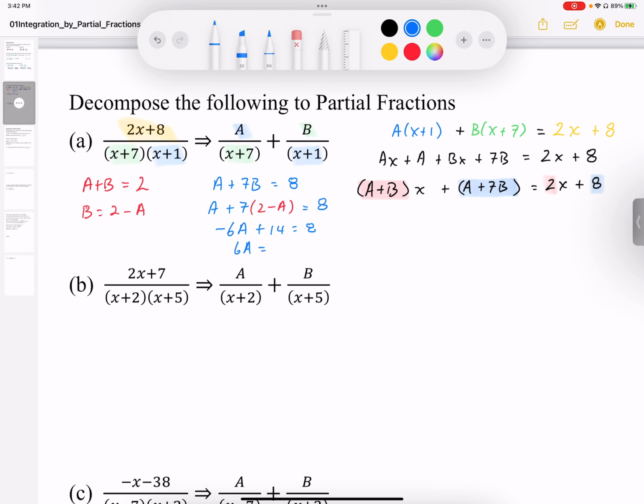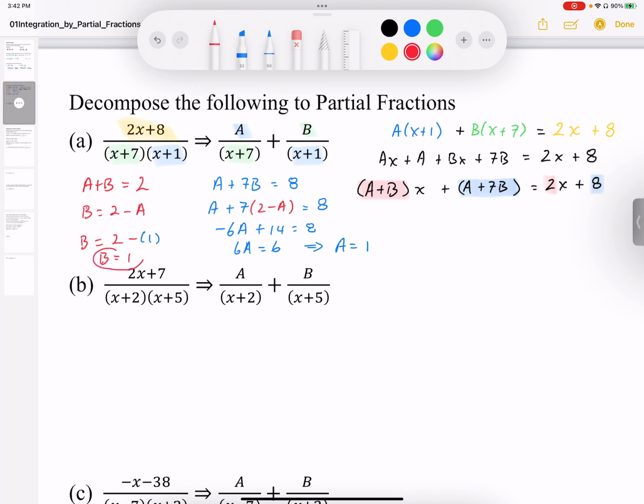So negative 6a, or I'm just going to write this as 6a is equal to, I'm going to move the 6 to the other side, and I get 6a equals 6, or a equals 1. If a equals 1, I can solve for b. b is equal to 2 minus 1. And so b is equal to 1 as well.